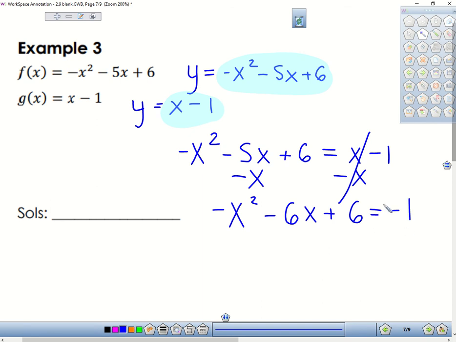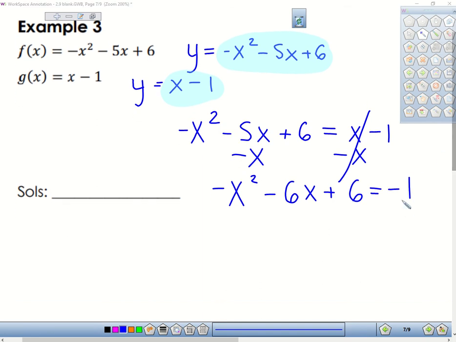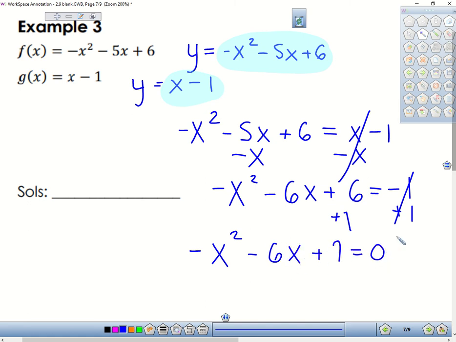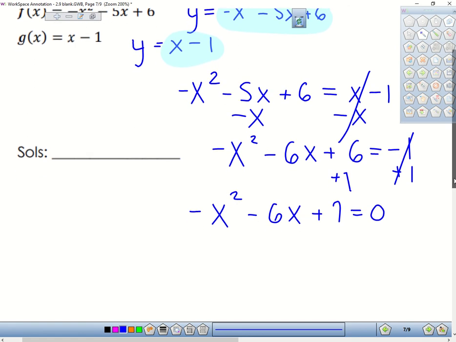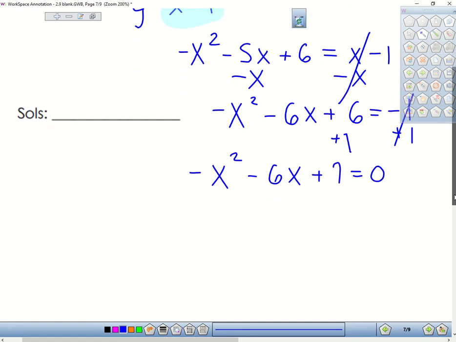And then what's my last step to get everything to one side? Add 1 to both sides. Good. And when I do that, I get negative x squared minus 6x plus 7 equals 0. So now we can factor this. Now, you have to make sure before you factor, unless you're using the quadratic formula, of course, that your a term is 1. Is my a term 1 here? It's not 1, but it's negative 1.